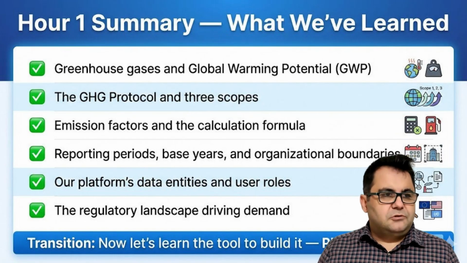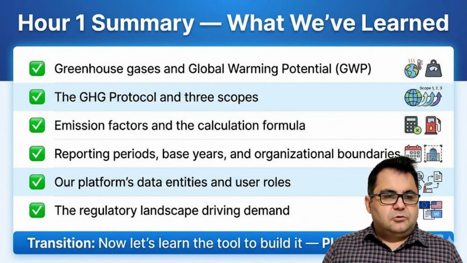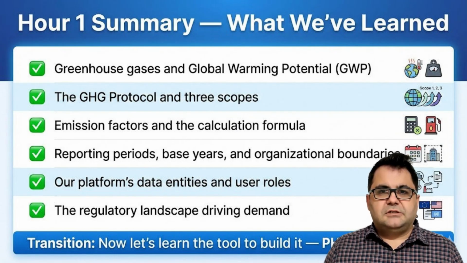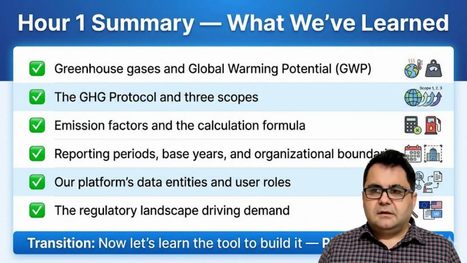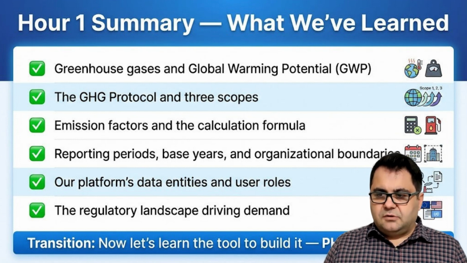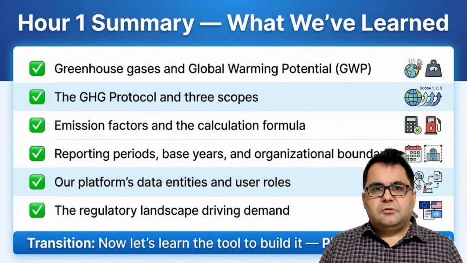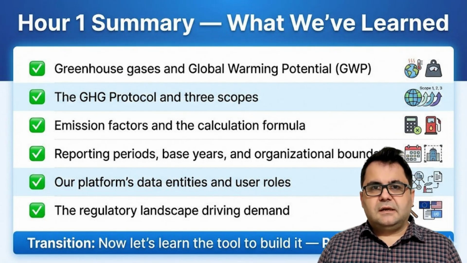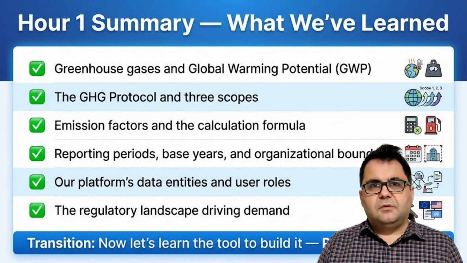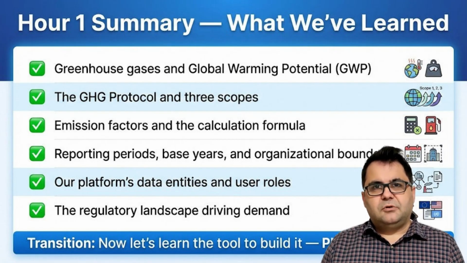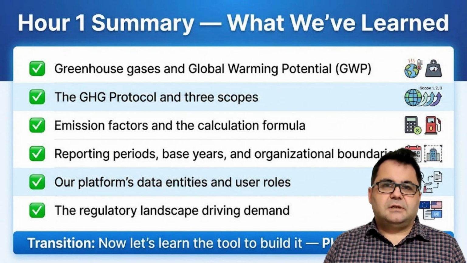Let's recap what we've covered. You now understand what greenhouse gases are, how they're measured using GWP, and how the GHG Protocol organizes emissions into 3 scopes. You know the basic calculation formula: activity data times emission factor. You understand reporting periods and base years, and you've seen the architecture of the platform we'll build. This domain knowledge is crucial. You can't build a good tool without understanding what it does.